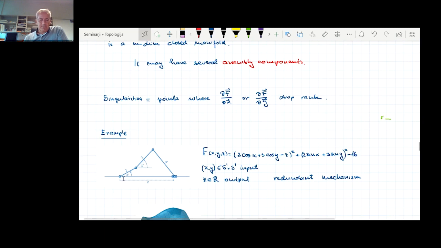mechanism. So your input data are those X and Y. Your output is a position on the line. So this is Z. And of course, it's immediate how to write this equation. It's just this Pythagorean formula. Inputs are from the product of 2 circles, or we can consider it locally as a product of 2 real lines, and the output is a real or an interval.